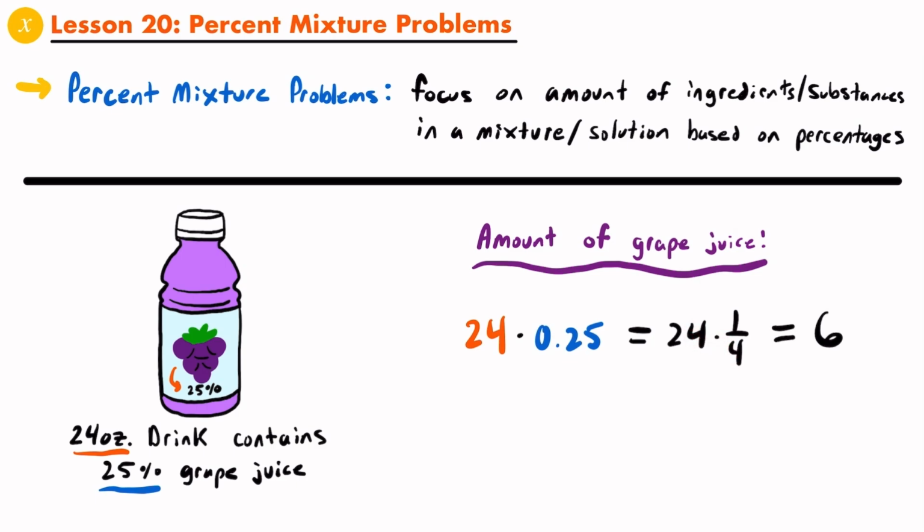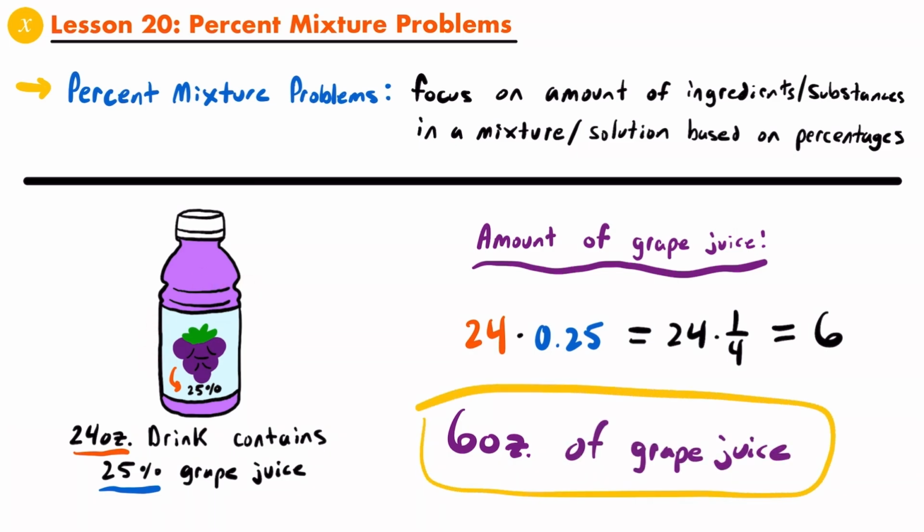And so what that tells us is that the amount of grape juice in this drink is 6 ounces, right? There are 6 ounces of grape juice. Since this bottle has a total of 24 ounces of liquid, but contains 25% grape juice, then 6 of those 24 ounces are grape juice. All right, the other 18 ounces, 24 minus 6 is 18, are some other liquids. Okay, but the percent concentration for grape juice is 25%.